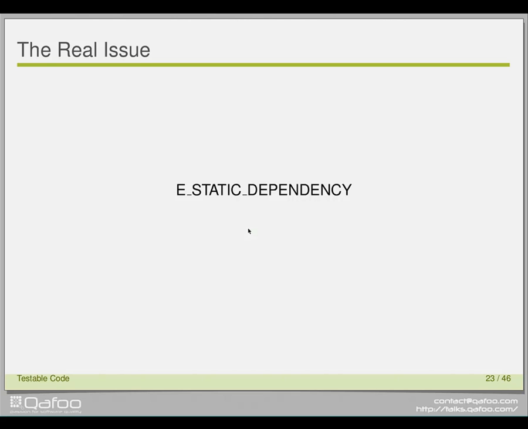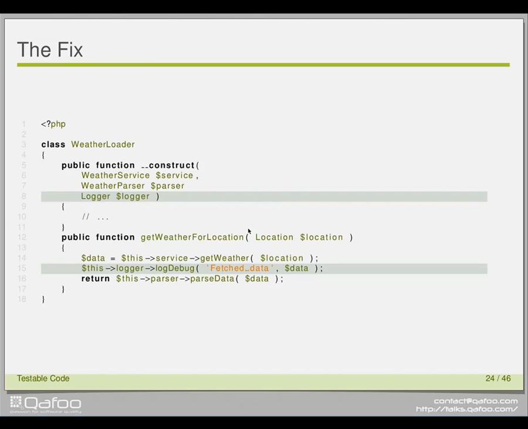How can we easily fix that? Yeah, the idea should be clear by now, I think. There is a third parameter to our constructor, or if you prefer to use setter dependency injection, you get an additional setter which enables you to inject a logger into your weather loader, and then you simply call that log debug method on your logger and you're pretty much done.